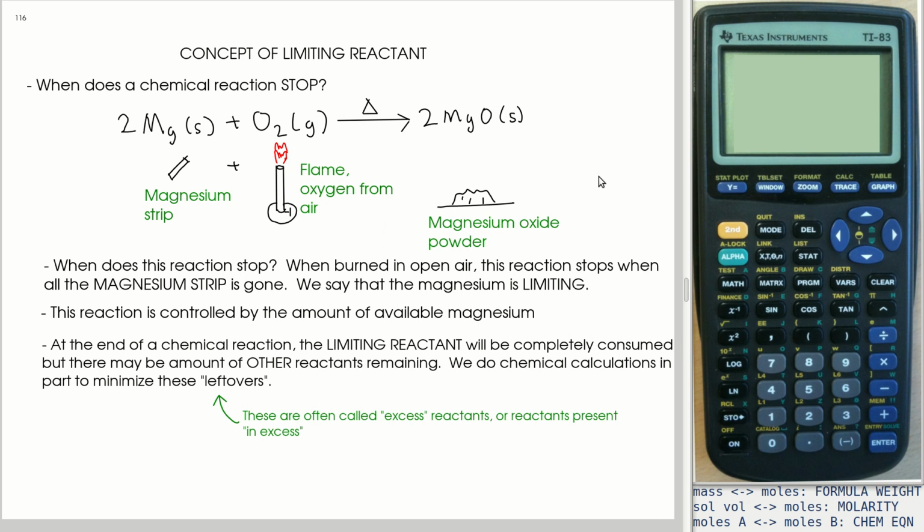Sometimes it's obvious what reactant in a set of reactants is limiting, as in this case with the magnesium strip burned in air. Other times it's not quite so obvious. So we need to talk about how we figure out which reactant is limiting if it's not immediately obvious from the situation. Now, there are several ways you can go about doing this, but the easiest way I think is just to do a calculation. So let's illustrate this with a problem.